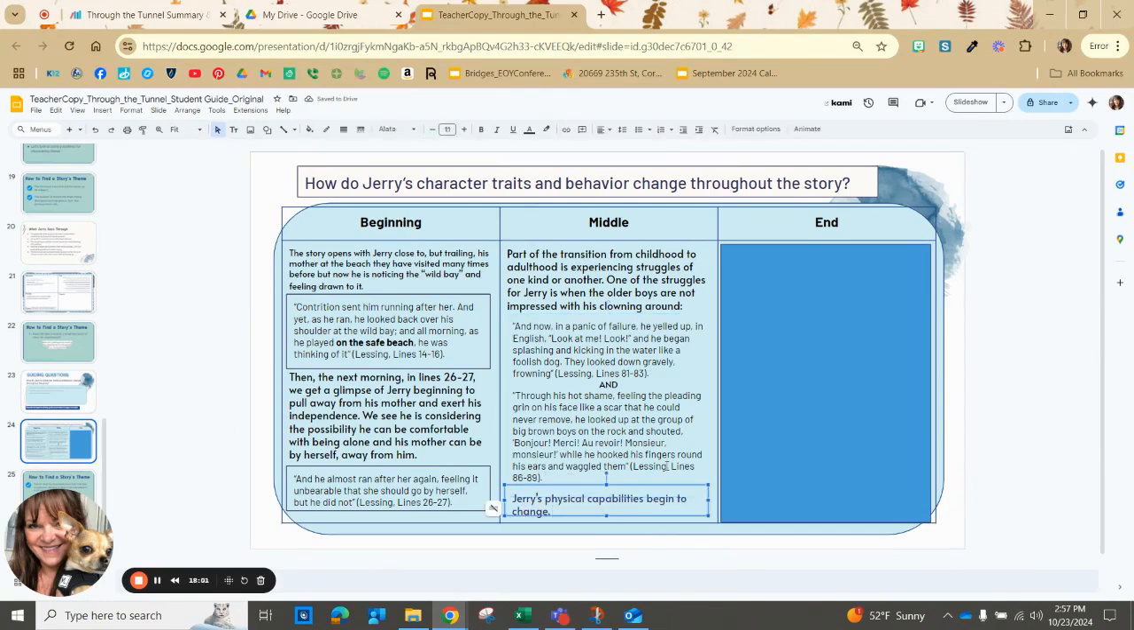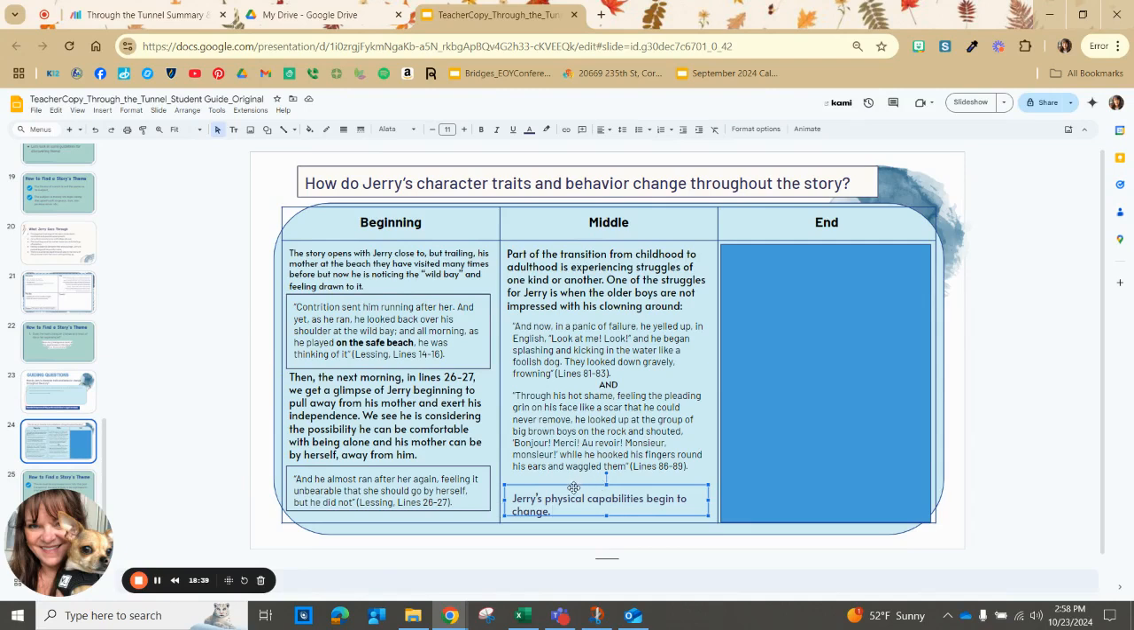I do want to point out that if the only text that you are referring to in a piece of writing is just one piece of text, in this case, we're only talking about the story through the tunnel, I can just refer in my in-text citation to the lines from the story because I'm only discussing one story from one author. But once we start adding other texts, then we would have to add the author so that the reader can know what we're referring to.